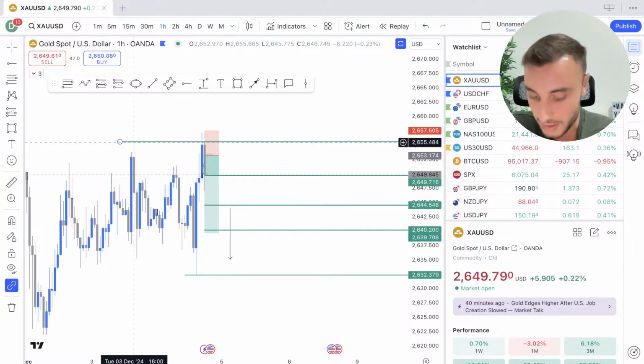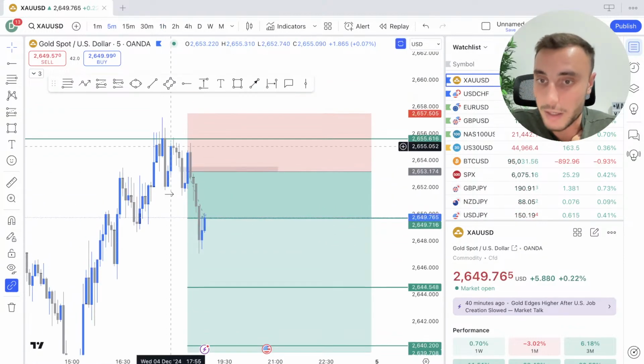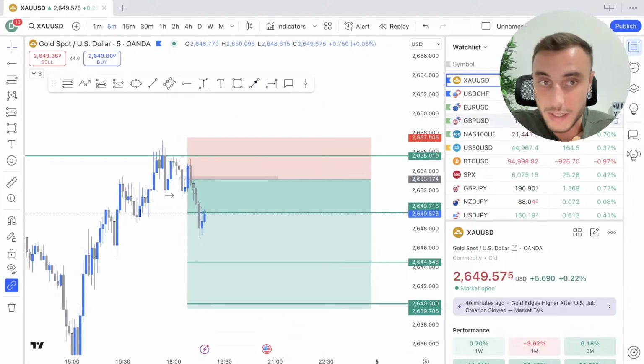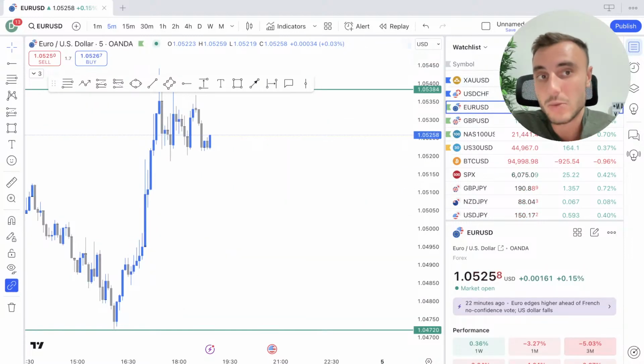We took out the liquidity, and then on the 5 minute, we had our setup, okay? We have a market structure shift, a fair value gap, enter right on the fair value gap. So gold was pretty textbook to me. Okay, gold was a pretty textbook setup for me. That's why I took it.